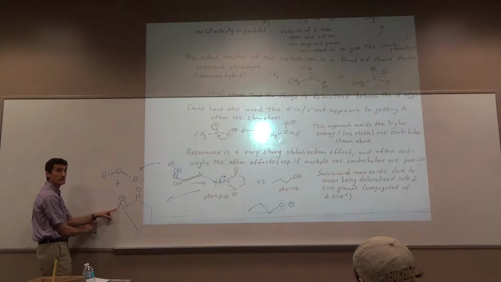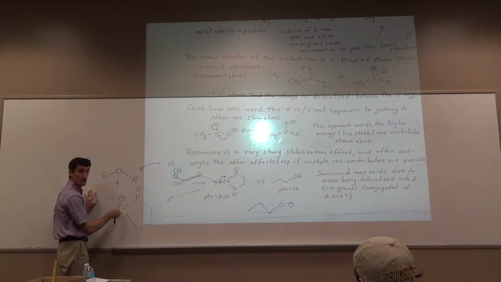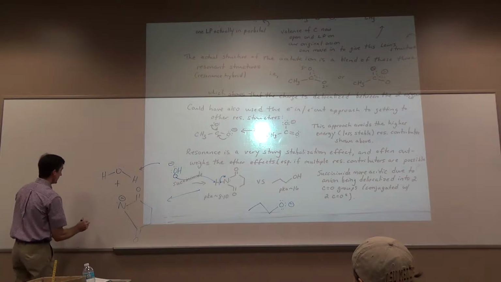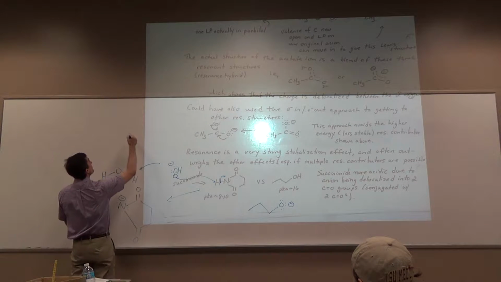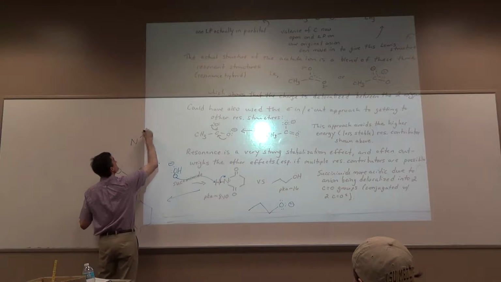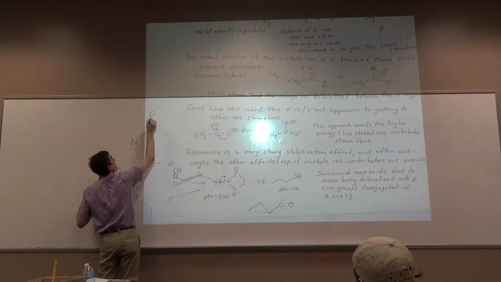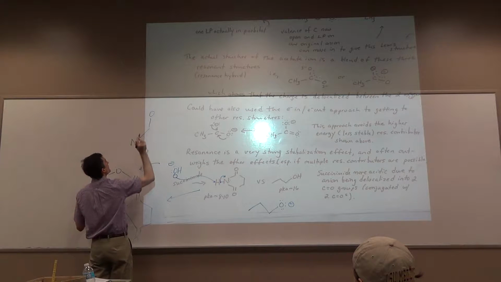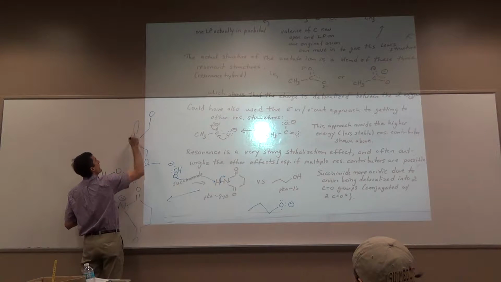Hybridization of the nitrogen: sp2. Anytime a lone pair is next to a p orbital, it's going to want to be in a p orbital. Got p orbital here and here. So what you got here is nitrogen. I'm just going to do the upper one, I reckon. We're going to put the lone pair in a p orbital.